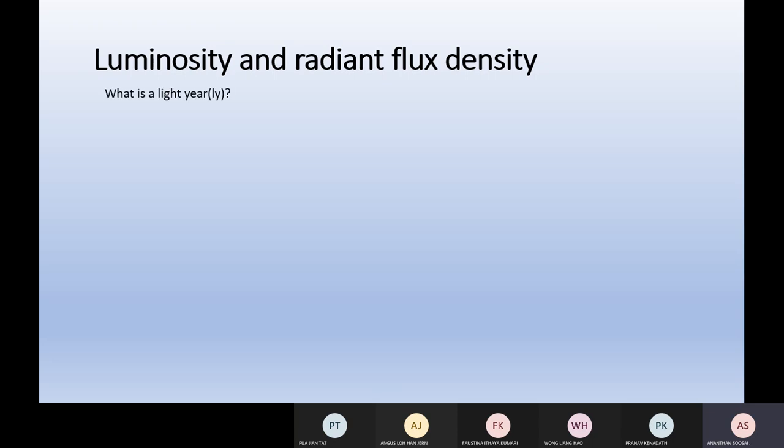Before that, what is a light year? Anyone? The distance traveled by light in one year is called one light year. So how do you find one light year? Speed equals distance over time, so distance is speed times time. Speed is the speed of light, and the time you put in is one year. You get the distance traveled by the light in one year.